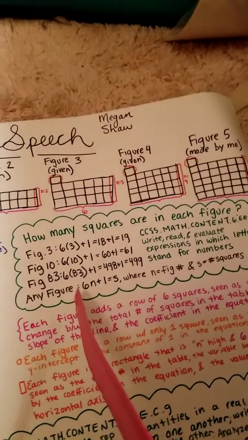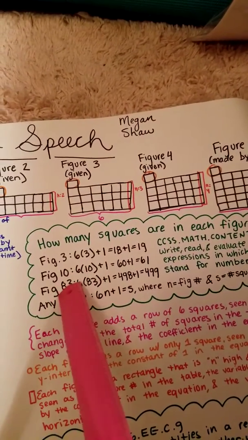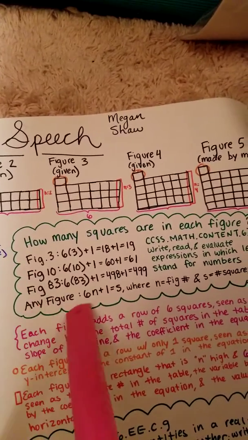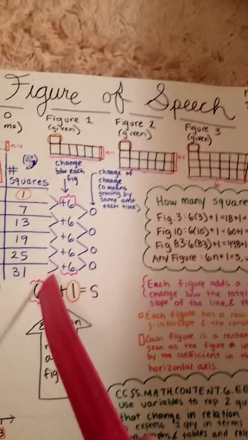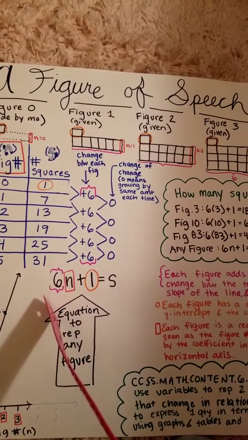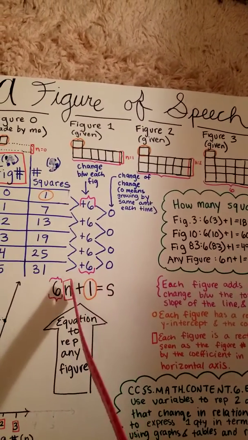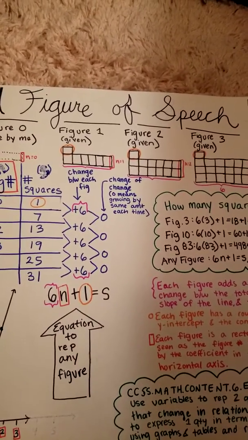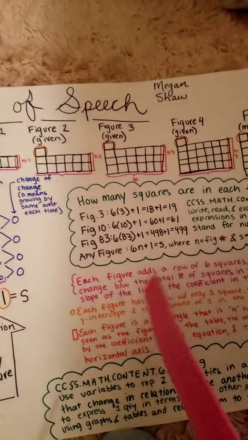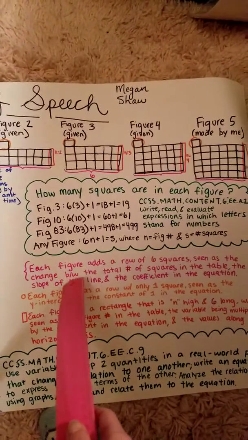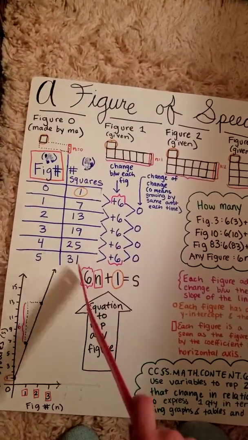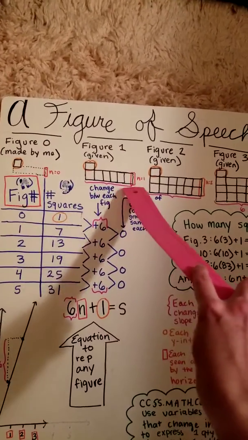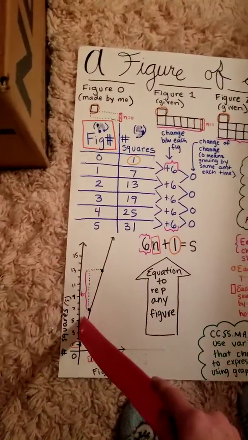So, here I figured out the number of tiles or squares in figure 3, 10, and 83, and then any figure, which I rewrote here as 6n plus 1 equals s, where n is the figure number and s is the number of squares in each figure. So see here that the pink bracket represents the 6, which is the change between each figure, the length of the square, and then the slope of the line.